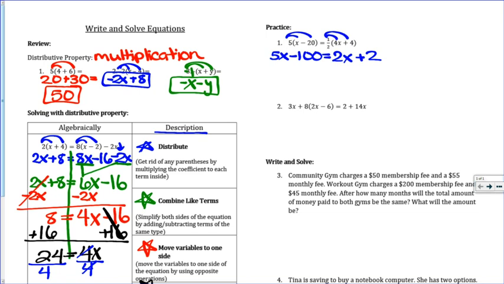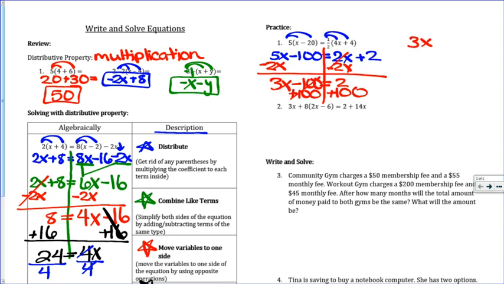Look to see if there's anything you need to combine. There's not, so we're going to go straight into solving. Subtract 2x. 3x minus 100 equals 2. Add 100 to both sides. Those cancel. We're left with 3x equals 102. Divide by 3. X equals 34.